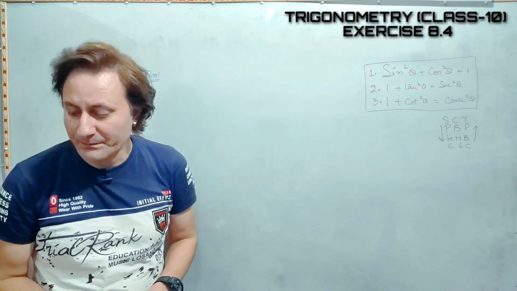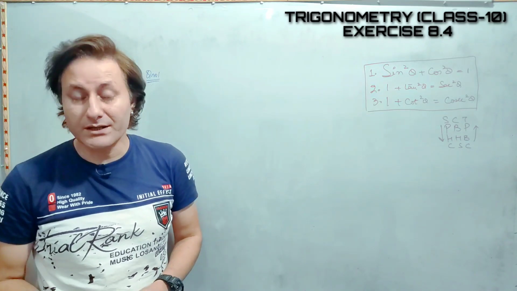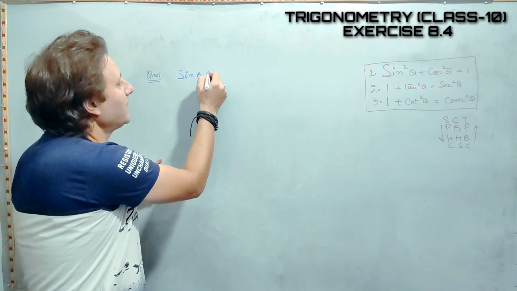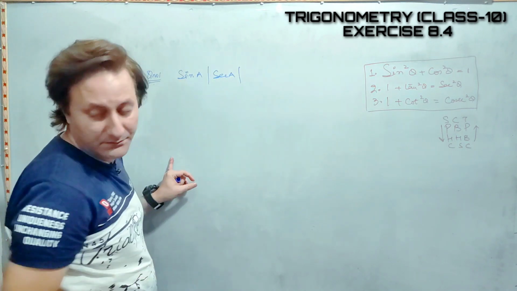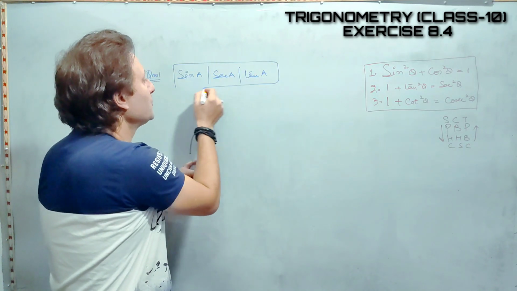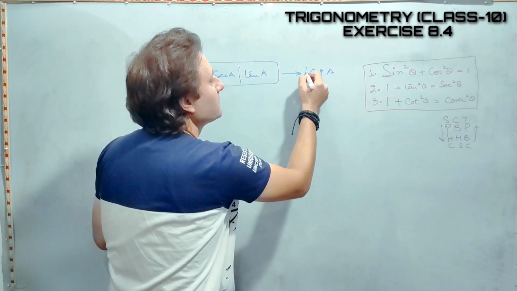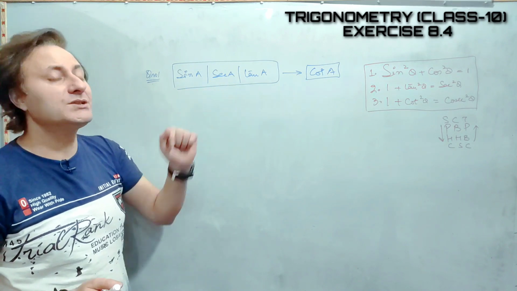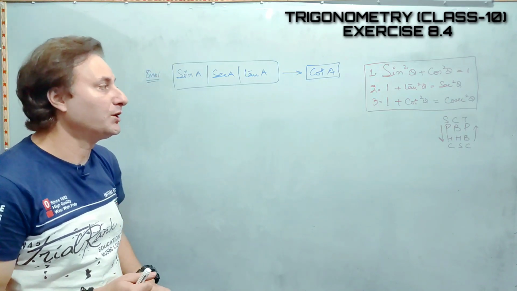It says express the trigonometric ratio of sine A, sec A and tan A in terms of cot A. So what the question is asking is to find sine A, then sec A, and then tan A, and all these three should be in terms of cot A. So it actually means that we need to find the values of these three, but the answers should definitely have a cot in them.